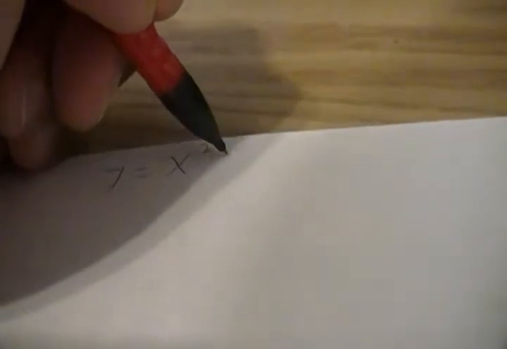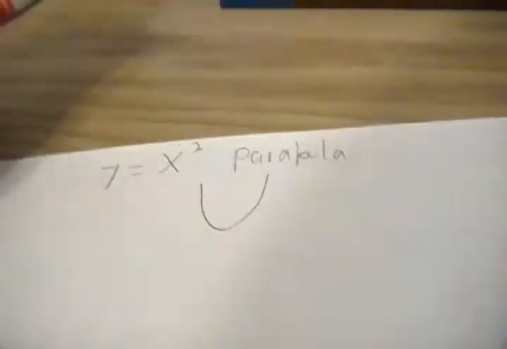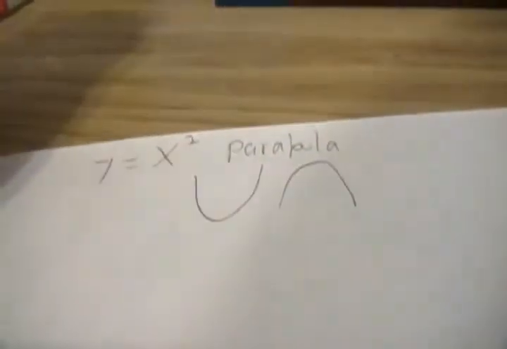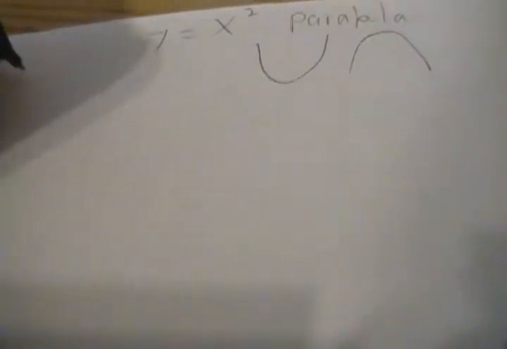This is what we call a quadratic function. And it's also known as a parabola. A parabola looks something like this, or sometimes it goes down like that. Okay, so let's sketch a graph.